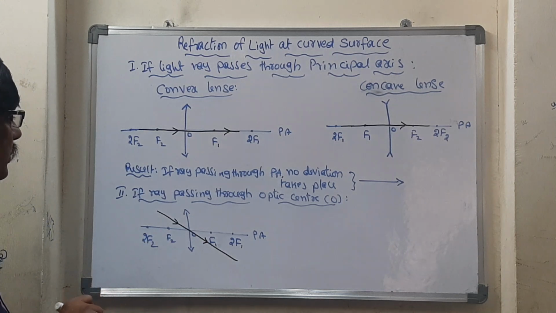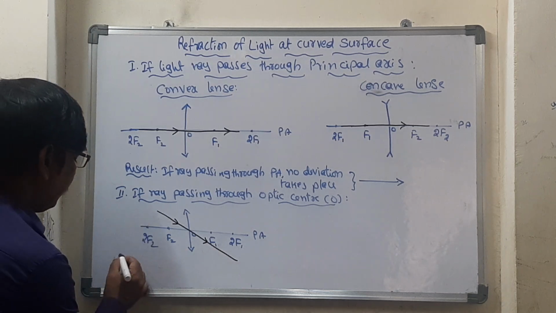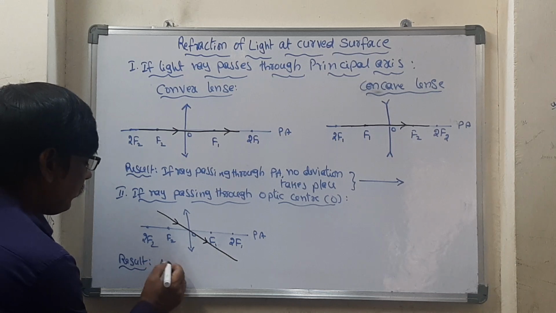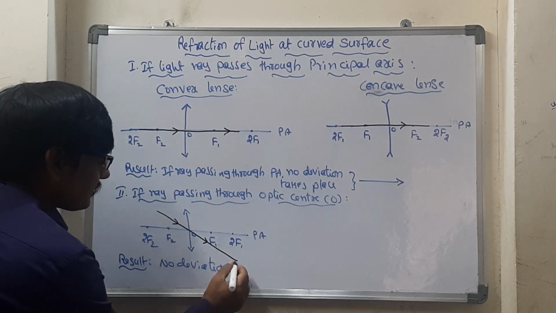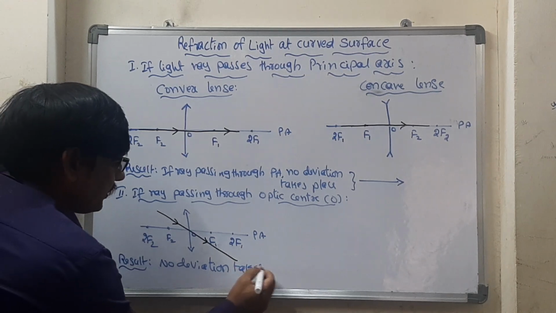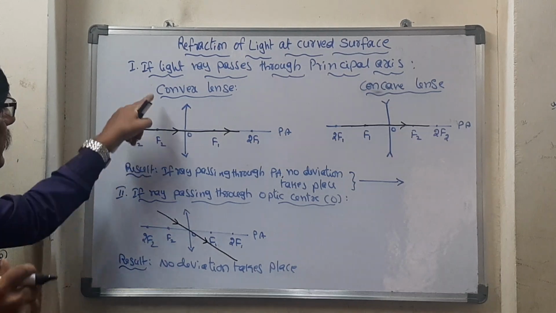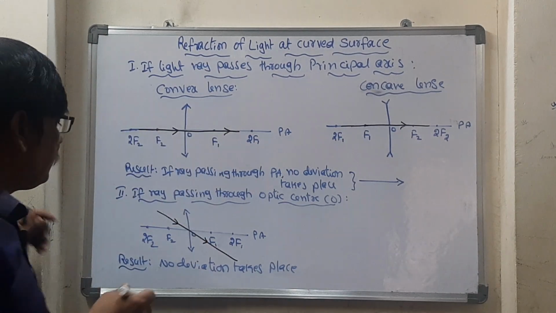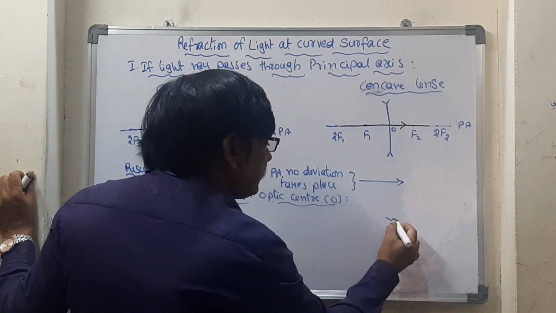So what conclusion can we make here? Again the same result we can write: after refraction, no deviation takes place. For which lens is that? That is for the convex lens. Now let us see how it will be for a concave lens also. Let us take again a concave lens.